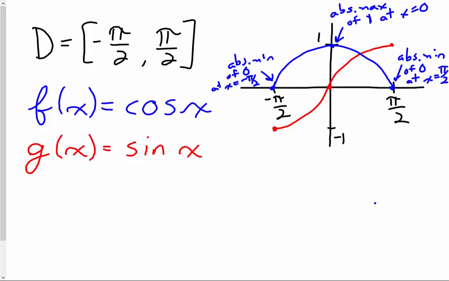If I look at the sine of x, again from negative pi over 2 to pi over 2, including those endpoints, I have an absolute minimum of negative 1 at x equals negative pi over 2. And I have an absolute maximum of positive 1 at x equals positive pi over 2. So again, absolute max or min, the what it is, is the y, the where it is, is the x.